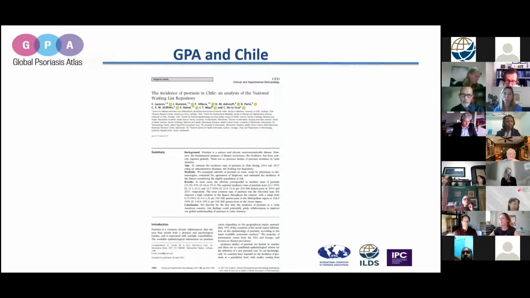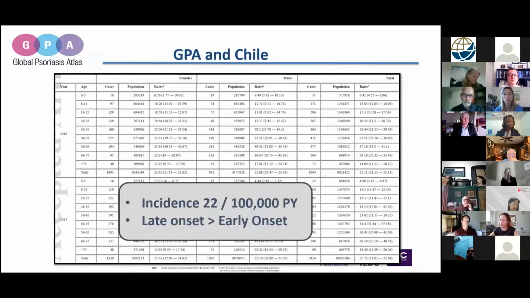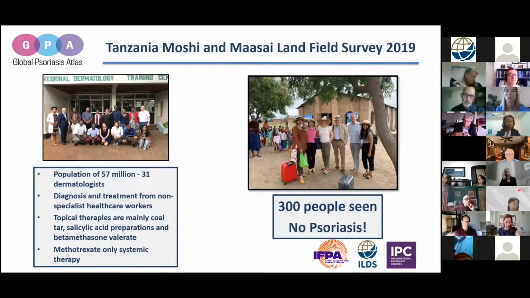Other work we've done is in fantastic work done by Cristobal Lacaras in Chile, using an inventory there. And what he's shown is that the incidence of psoriasis in Chile is less than we see in Europe, 22 per 100,000, compared with up to 100 per 100,000. And they see far more patients presenting with late onset psoriasis. So that's psoriasis occurring for the first time after the age of 40, which is the opposite to what we see in Western Europe.